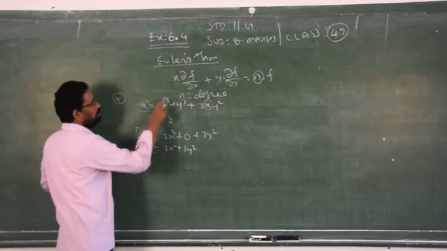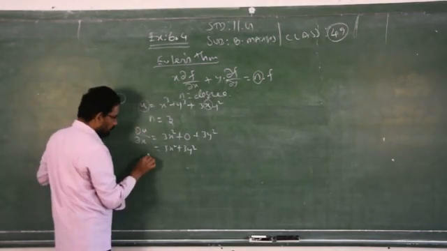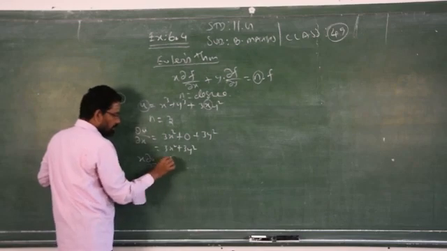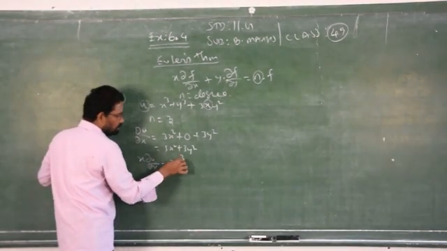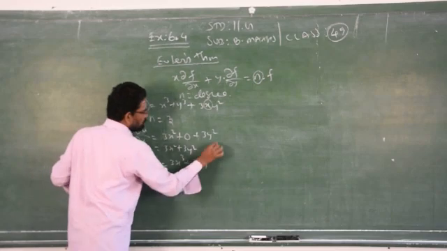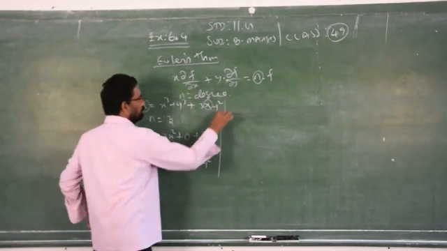Multiply this derivative with what? The x variable. So x ∂u/∂x. When you multiply, you will get 3x³ plus 3xy². Now you have to differentiate.